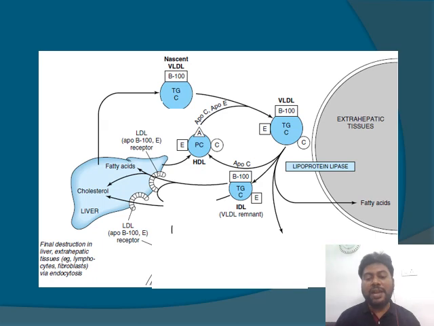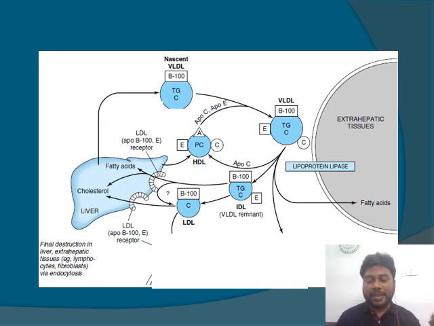Now this VLDL remnant or IDL, which is formed during VLDL metabolism, will have two different fates. One is like the chylomicron remnant. With the help of ApoE, it will be taken up by the liver cells and completely catabolized. Or alternatively, this IDL can further lose its triglyceride, lose its apoprotein E, and be converted into an LDL molecule, a cholesterol rich ApoB100 LDL molecule. So these are the two fates of the VLDL remnant.